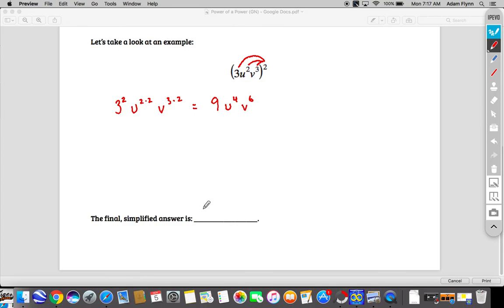Okay, so our final simplified answer will be 9 u to the 4th v to the 6th. At this time, I would move on to the example video for power of a power.